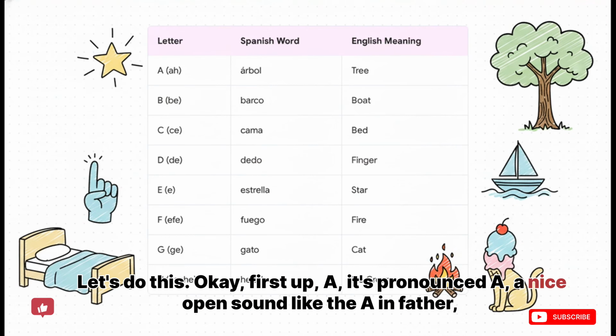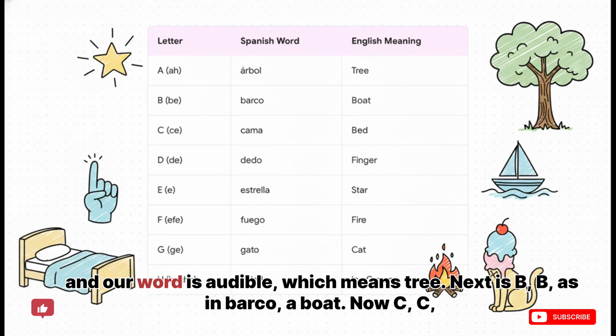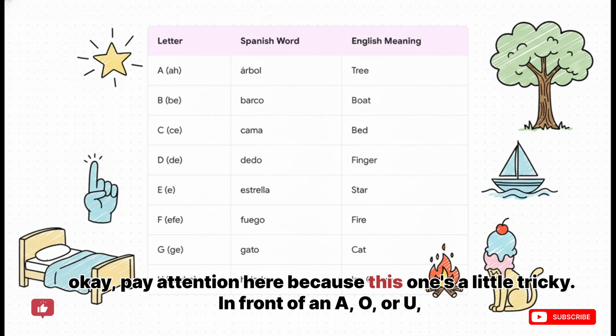Okay, first up, A. It's pronounced A, a nice open sound, like the A in father. And our word is árbol, which means tree. Next is B, be, as in barco, a boat. Now C, se. Okay, pay attention here because this one's a little tricky.